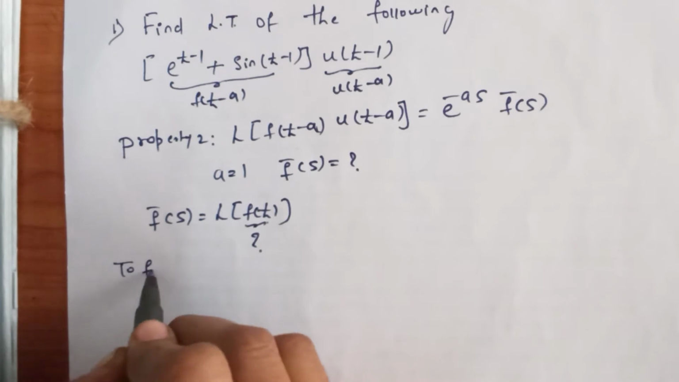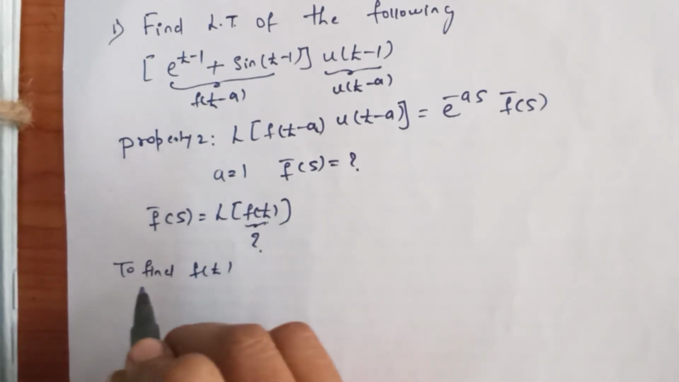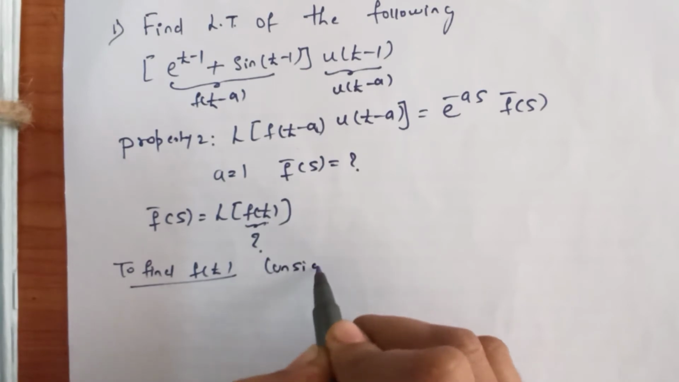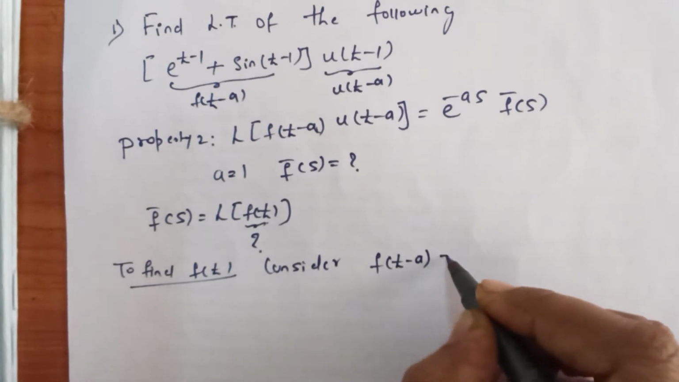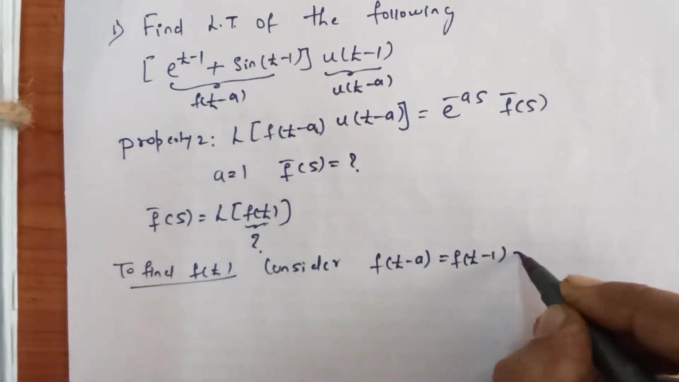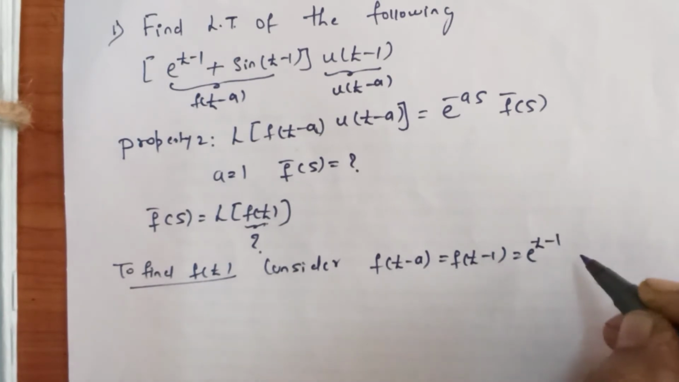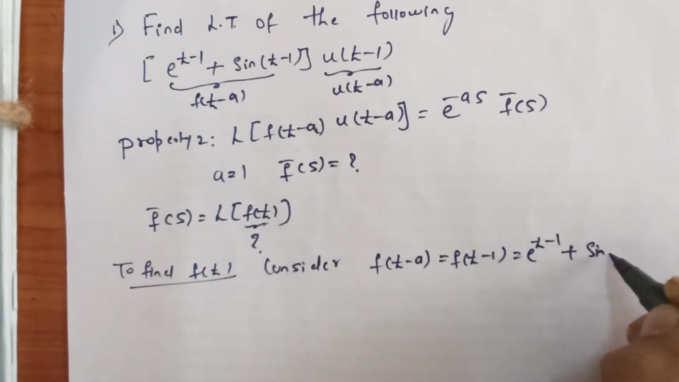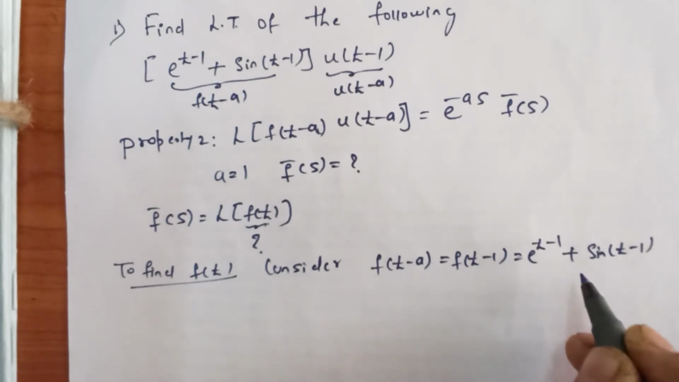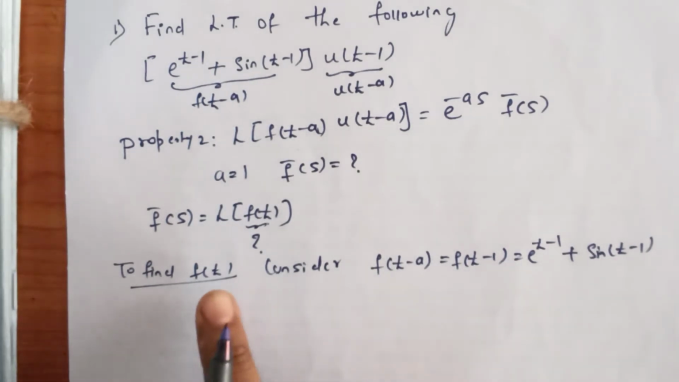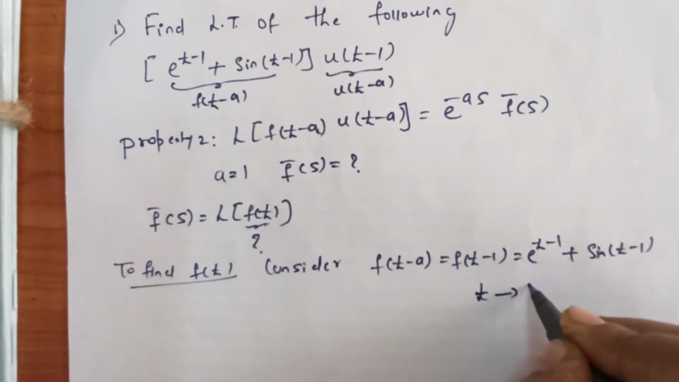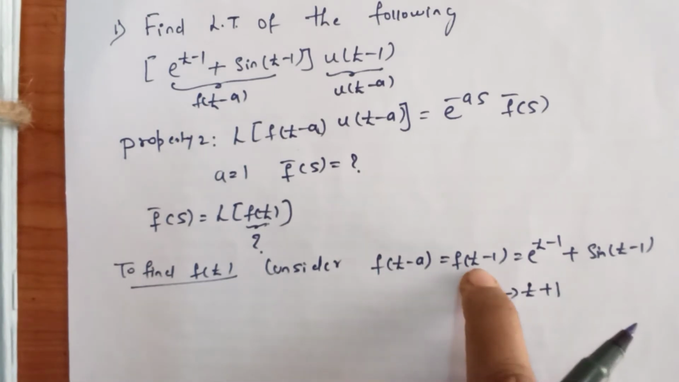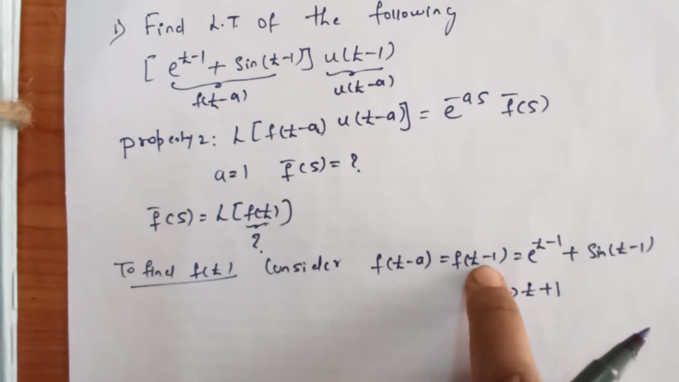So now to find f of t, let us consider f of t minus a, that is f of t minus 1, which is equal to e power of t minus 1 plus sine of t minus 1. So this is our f of t minus 1 now. Since I need only f of t, I have to replace all my t by t plus 1 to get my f of t.